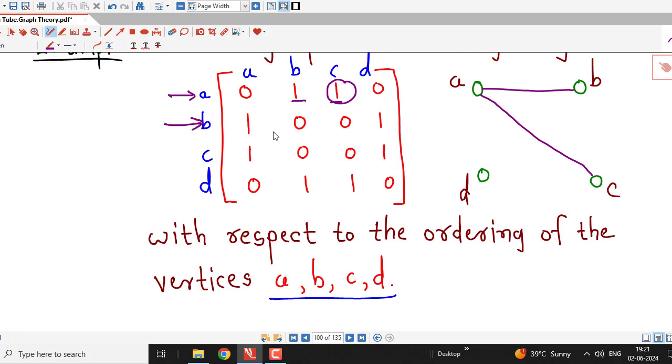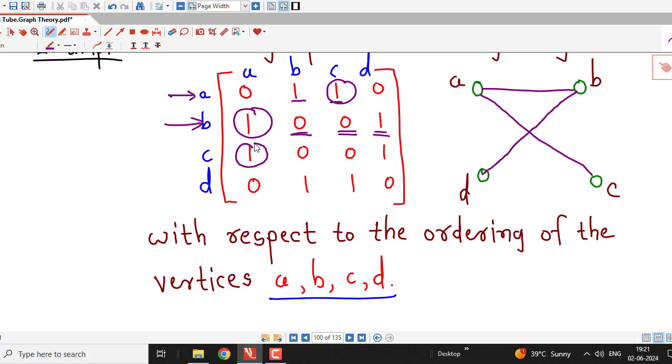Then we come here. This 1 means there is one edge from B to A, which we have already drawn. There is no edge from B to B, that is, there is no loop at vertex B. There is no edge from B to C. And there is one edge from B to D, that is, I have to join B and D.